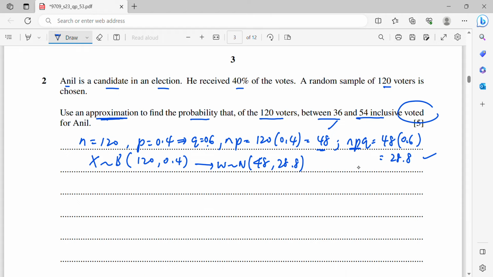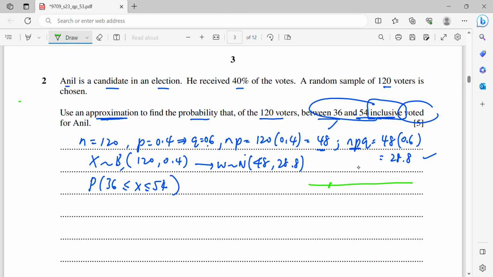So now you need to find the probability that the voters are between 36 and 54 inclusive. This word is very important. So now P, 36 and 54 inclusive. When you look at the question, initially you were given binomial, which is a discrete random variable, and now you approximate to normal, which is a continuous random variable, which means you need to consider the continuity correction.